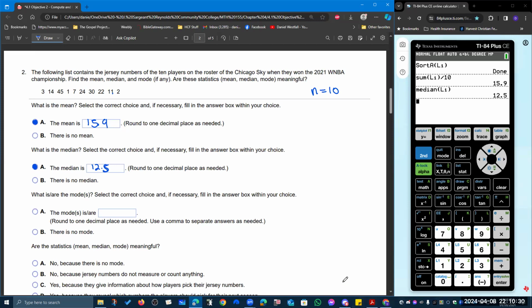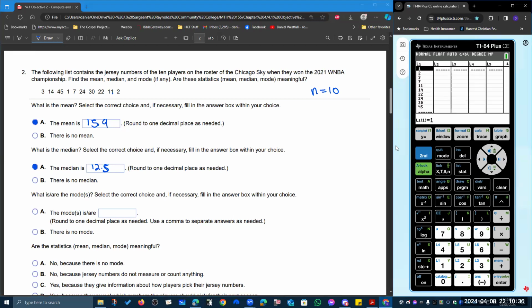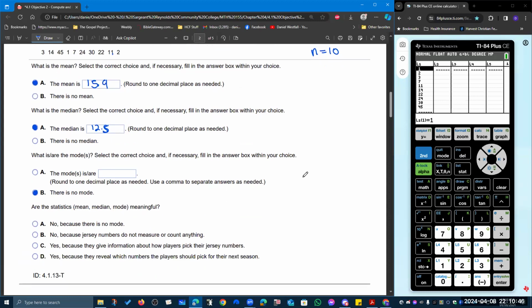Now, what is or are the modes? Let's go back and look at that. Yep, just verify there's no mode. And are the statistics mean, median, and mode meaningful? No, because the jersey numbers don't measure or count anything.